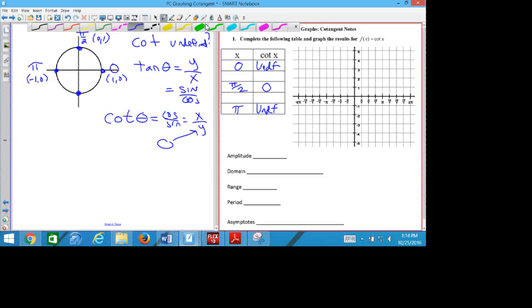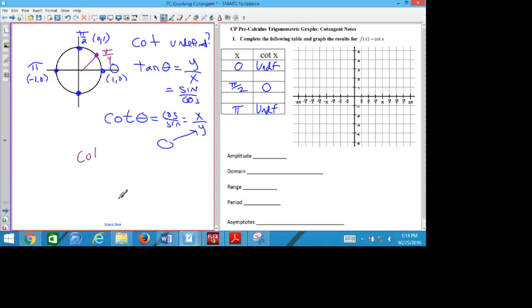Pi over 4. I feel like changing colors, so I'm going to. So we need to know what the cotangent of pi over 4 is. Well, that's going to be the reciprocal of tangent at pi over 4, which we should know already. What's the tangent at pi over 4? One. So then what's the reciprocal of that? 1. So at pi over 4, 1.